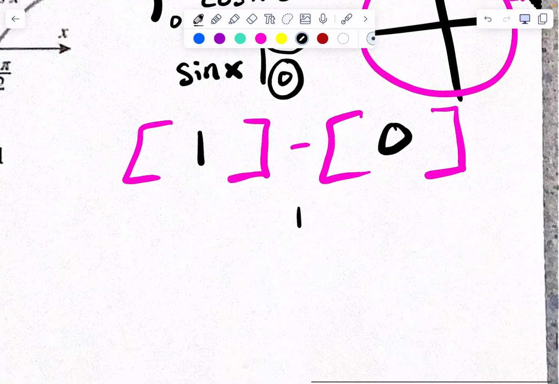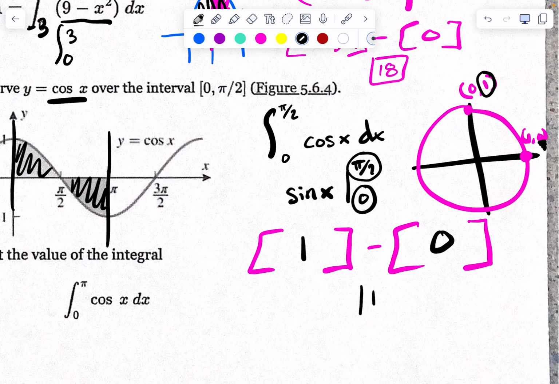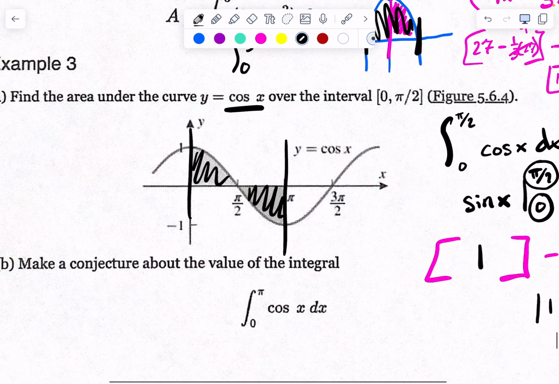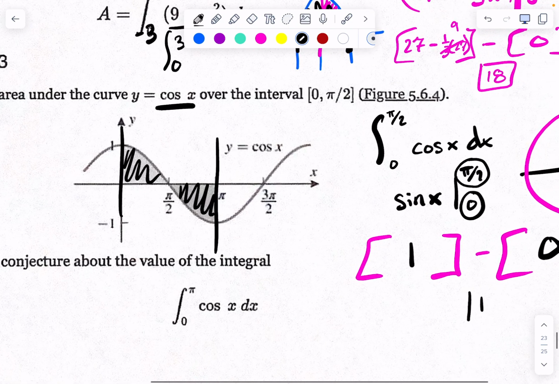So 1 minus 0, and wait a second, that shouldn't be right. Something didn't happen. It should be 0. Yes. It's sine. It's not 0 to pi over 2, it's 0 to pi.